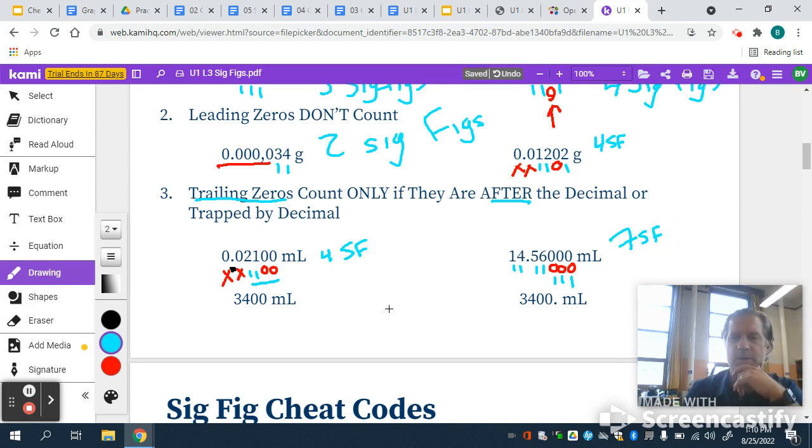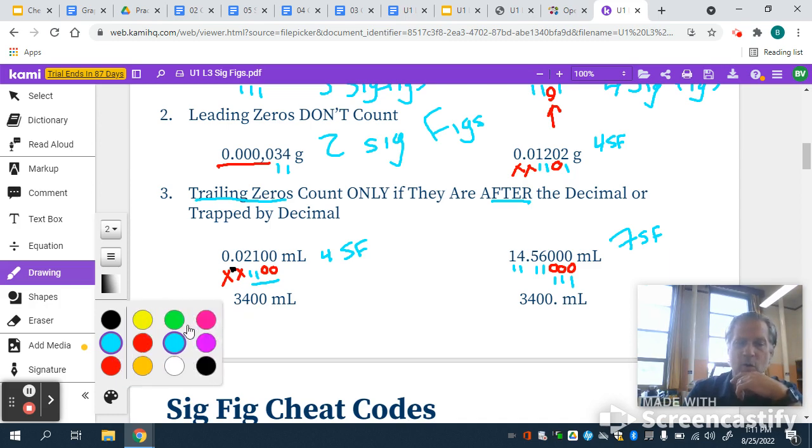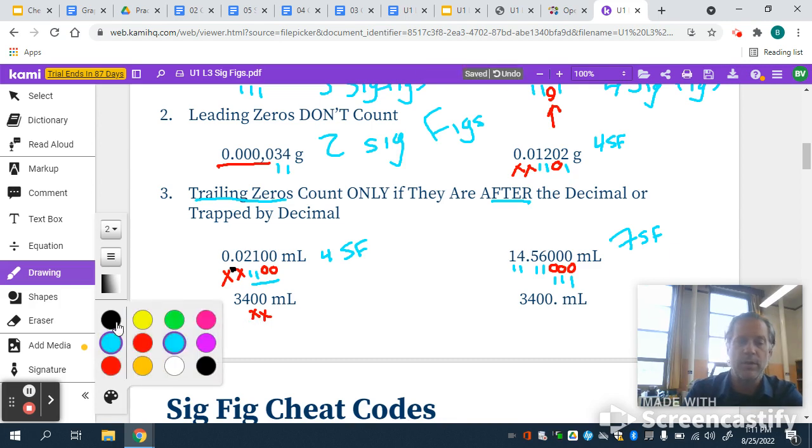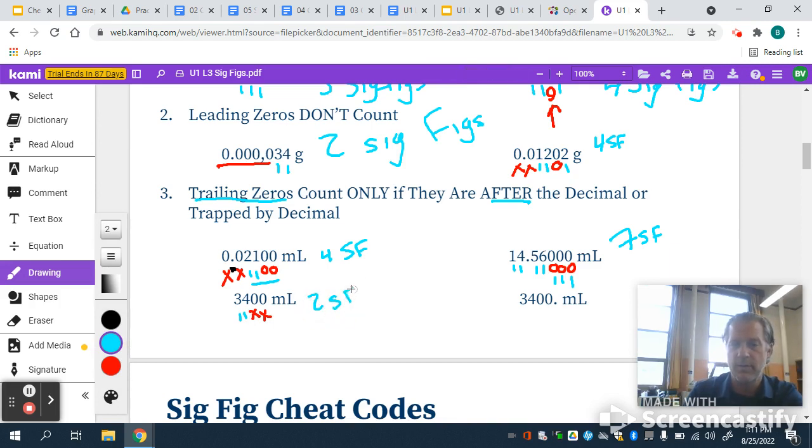Now, these other two examples down here are important because they're trying to illustrate the difference between a decimal being present with zeros at the end of a number or a decimal not being present. So with 3,400, I have no decimal, and the lack of the decimal means these zeros are like free. They're out there for anyone to play with, and so they're not significant. So the 3 and the 4 are significant. So this number has 2 sig figs.